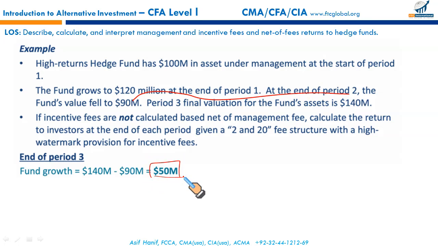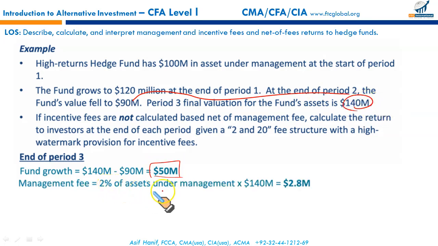Let us first calculate the management fee, which is going to be 2% of 140 million. 2% of the assets under management is 2.8 million. Remember, the fund has moved from 90 to 140. The incentive fee would be based on the high water mark, that is 120 versus 140, not 90 versus 140.